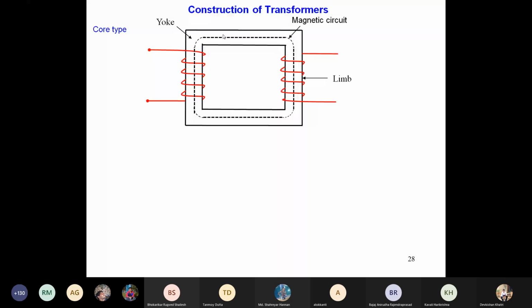So this type of single window structure of the core is known as the core type of transformer. There is also a structure which is known as the shell type, where it looks like this. The shell type of construction.